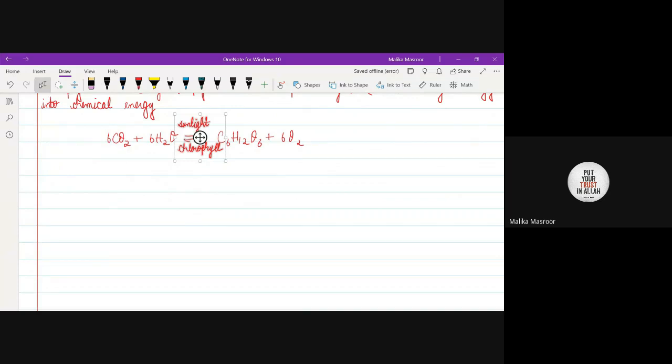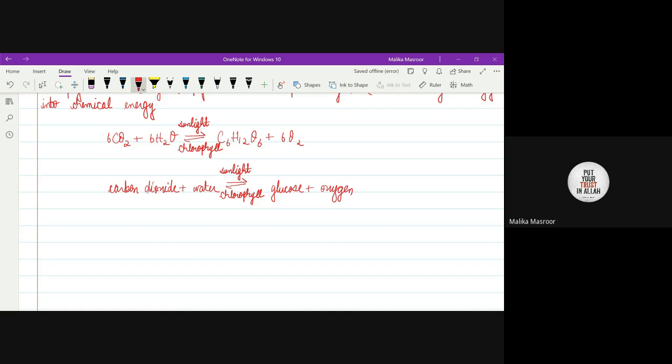Now, word equation: carbon dioxide plus water gives you, sorry, glucose and oxygen.